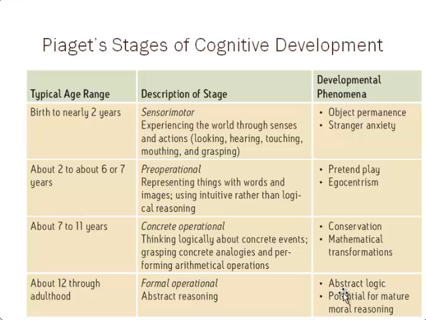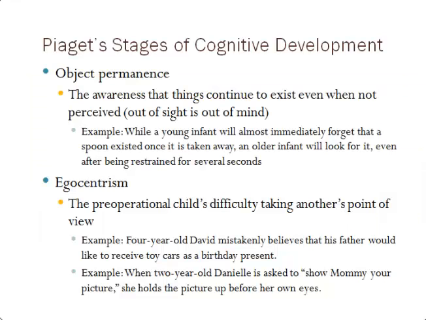Formal operational, this is really the level of adults, using abstract logic, using things that, even if they don't see it in front of them, they can start to understand, and the potential for more mature and even moral reasoning that has to do with what's right or wrong, not necessarily with what's good for the individual. At the youngest stage, we looked at this over here. Let's take a look at some of these things in a little bit more detail.